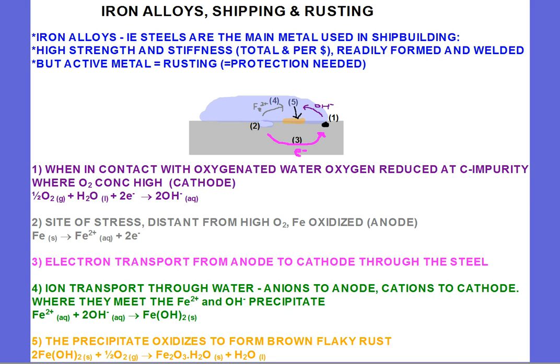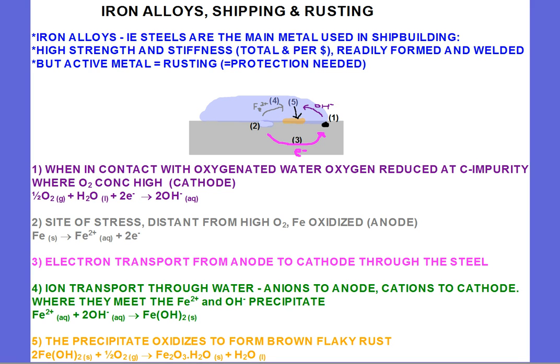But before we look at rusting protection, we've got to look at rusting itself. And there's 5 main stages of rusting. First of all, when in contact with oxygenated water, some oxygen will always be reduced at some sort of carbon impurity where the oxygen concentration is high. That's called the cathode. At a site of stress, which is distant from the high oxygen concentration, it's going to form the anode, and that means iron is going to be oxidized there.